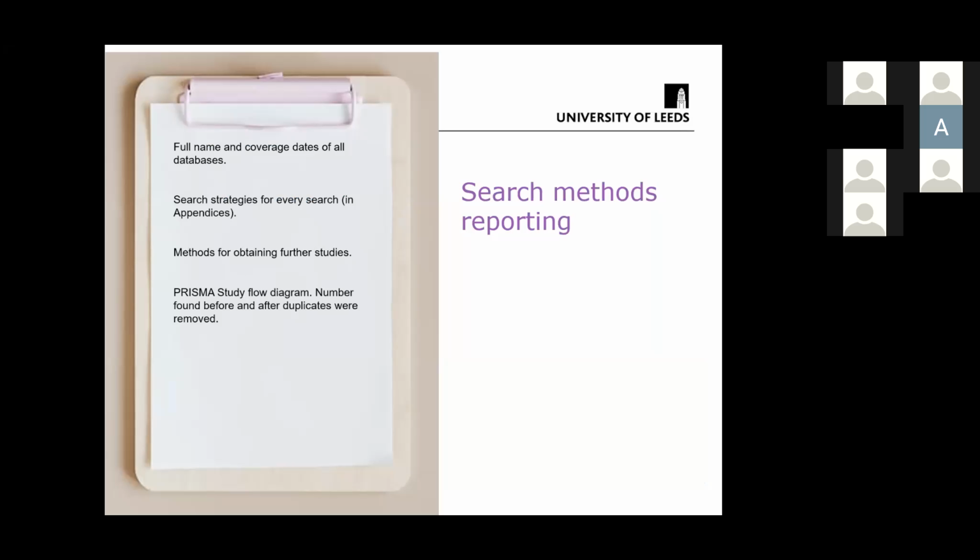So some of the key things we think about reporting when we're writing up a systematic review is the full name and the coverage dates of the databases we're using. So for example, Medline comes from multiple suppliers. It could be from Web of Science, it could be from Ovid, you might be using the PubMed version. As well as that, you might be using different coverage. In Leeds we have records from 1947 to present. We have another Medline database that starts from 1996.